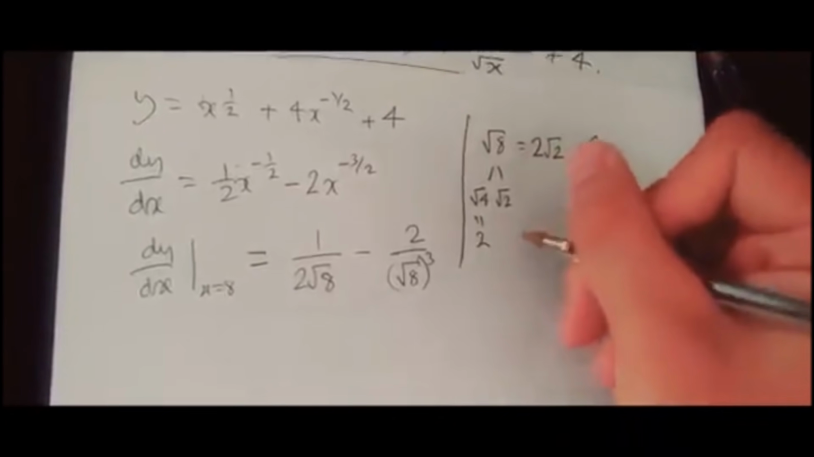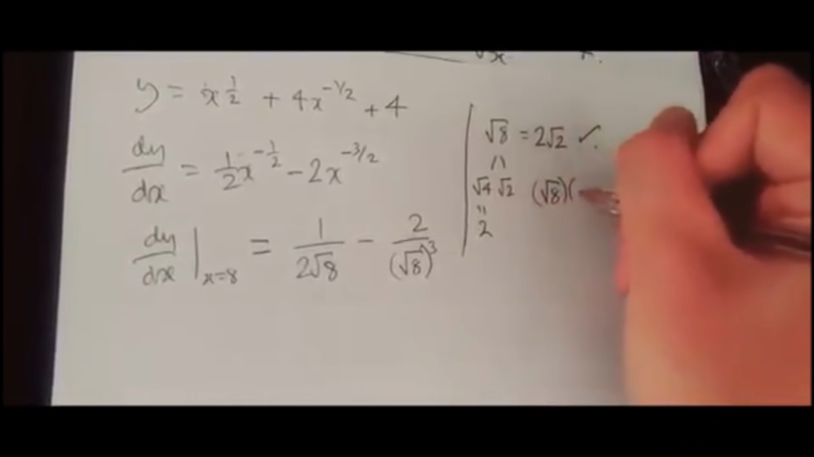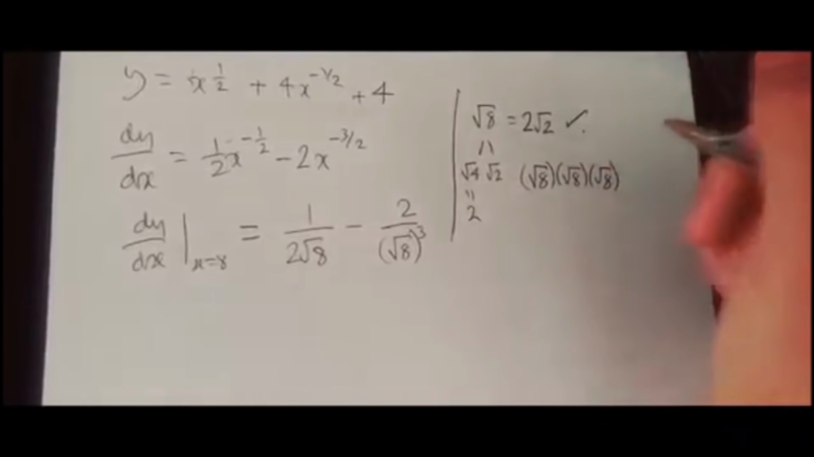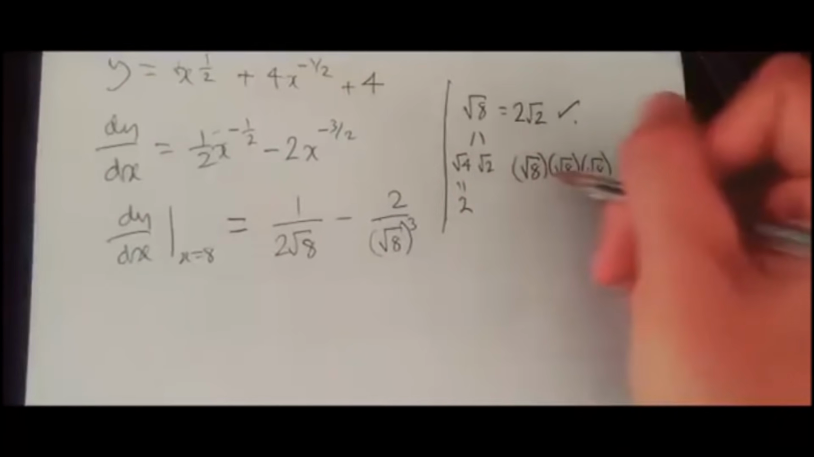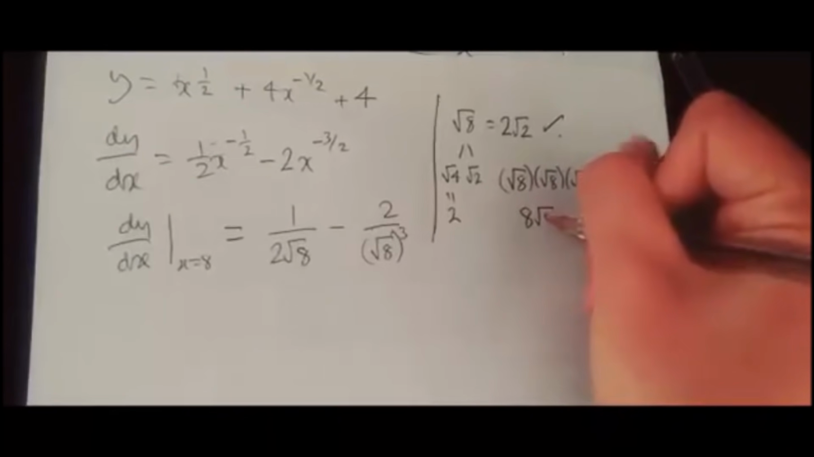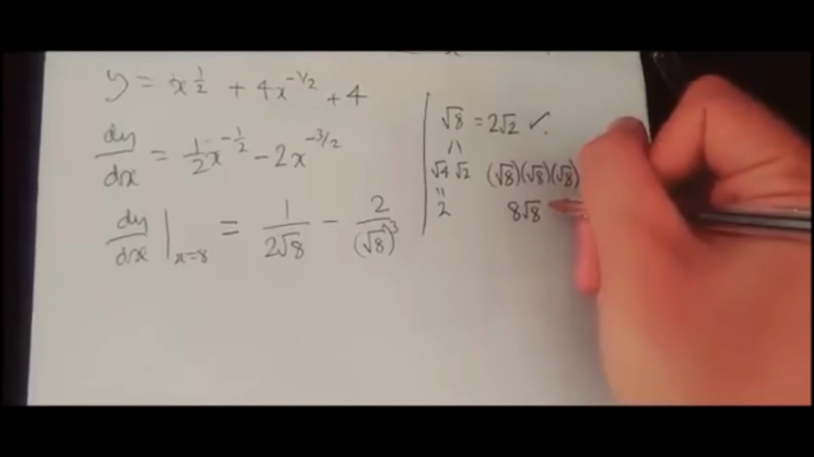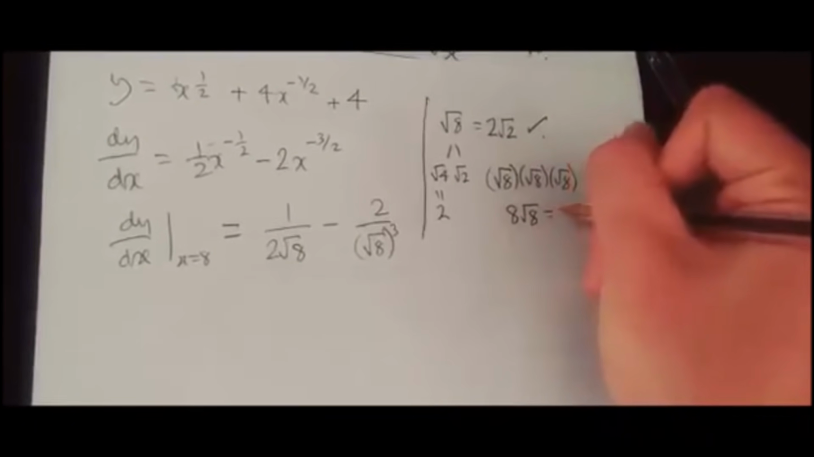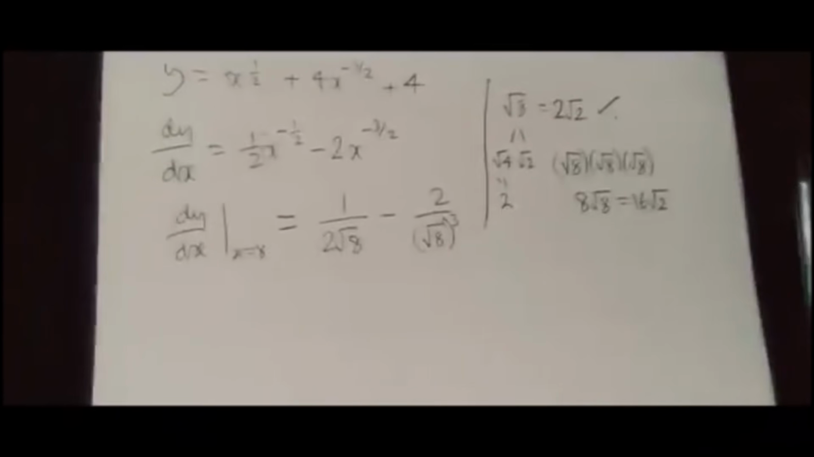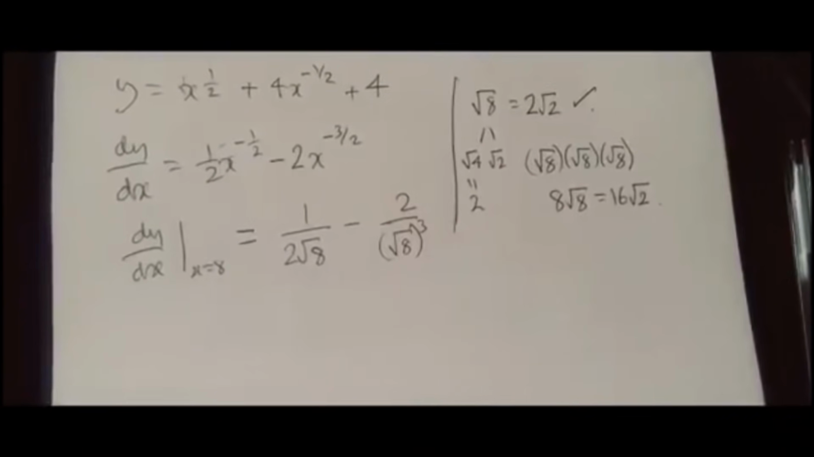Alright, that's done. Now how about root 8 cubed? Well, root 8 cubed is just literally 3 root 8s stacked together. So that's cubing it. And we know that when we multiply 2 root 8s, we get a whole number 8, and then we're left with root 8. We also know that root 8 is the same as 2 root 2. This means we're going to have 8 times 2 root 2, which is 16 root 2.